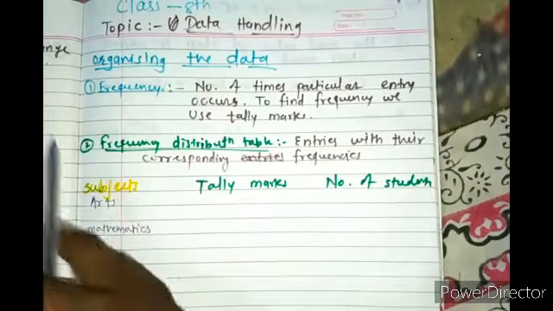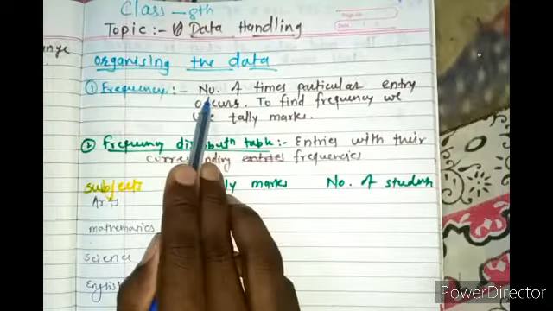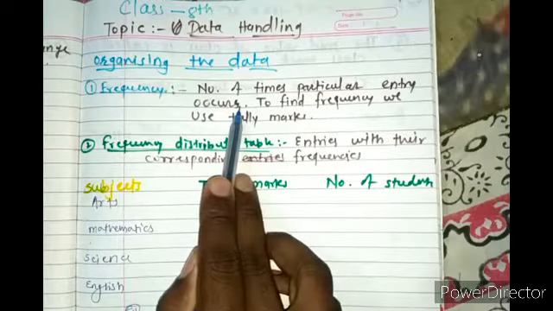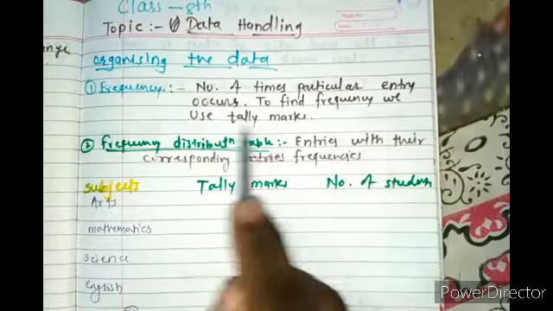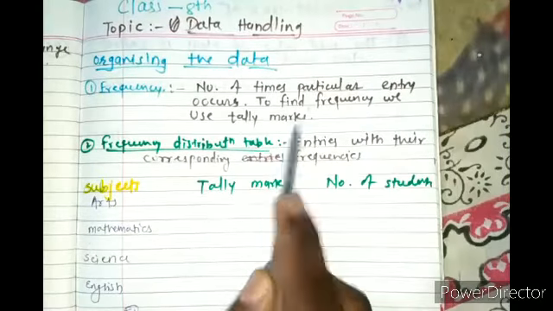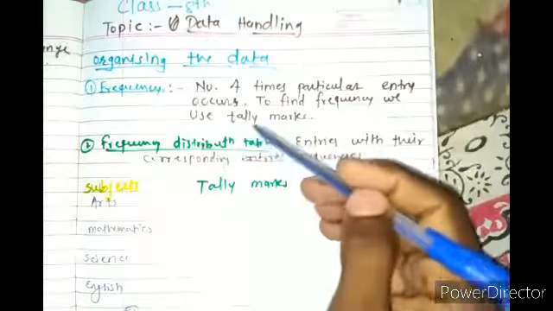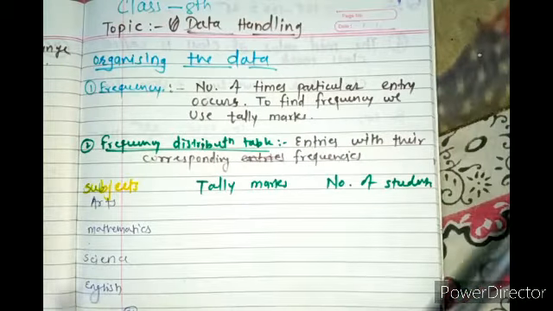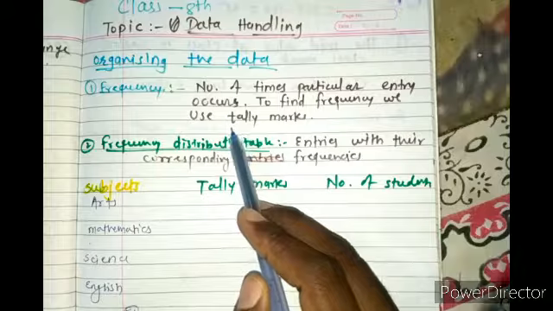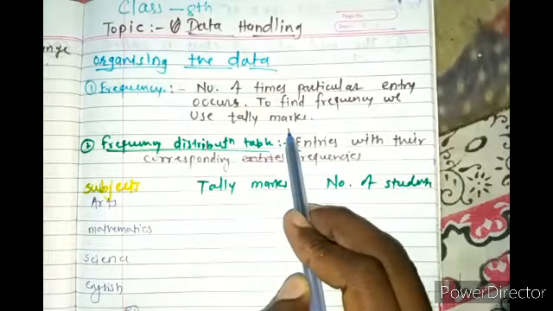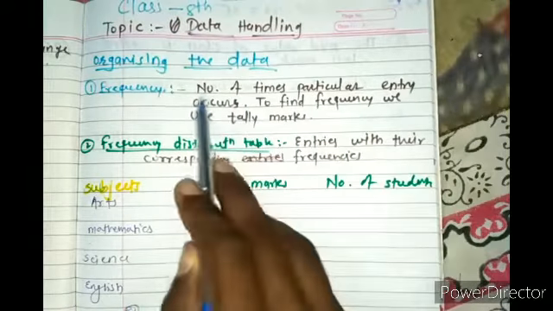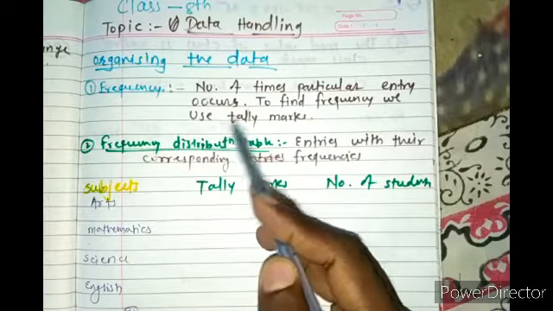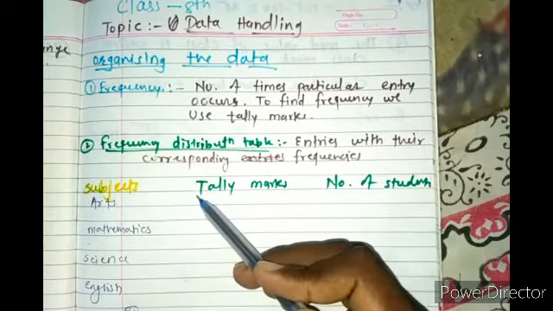So now, what is frequency? Frequency means the number of times a particular entry occurs in a table. To find the frequency, we use the tally mark, right? After understanding this theory, we are going to solve one problem. In that, you will definitely see the tally mark and what is meant by frequency. Just keep in mind that the number of times a particular entry occurs, meaning the repeating of an entry, is the frequency.